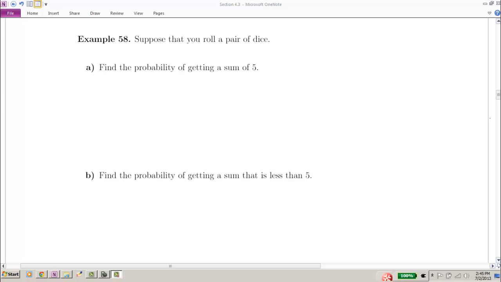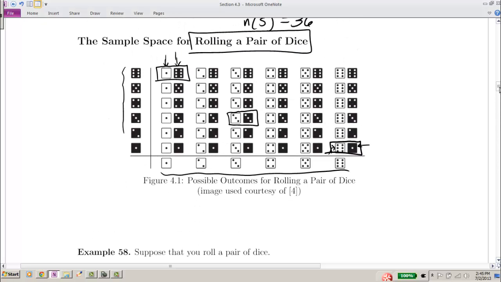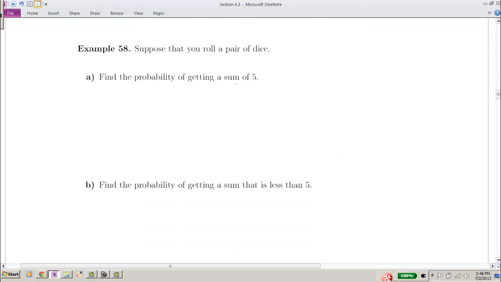So let's compute some probabilities where we roll a pair of dice. Supposing that we roll a pair of dice, up here is our sample space for rolling a pair of dice. Let's find the probability of getting a sum of 5. Well, I know I'm going to do some division. I need to have the total number of outcomes on the bottom, and we know that that's 36. And then up here I need the number of ways to get a 5.